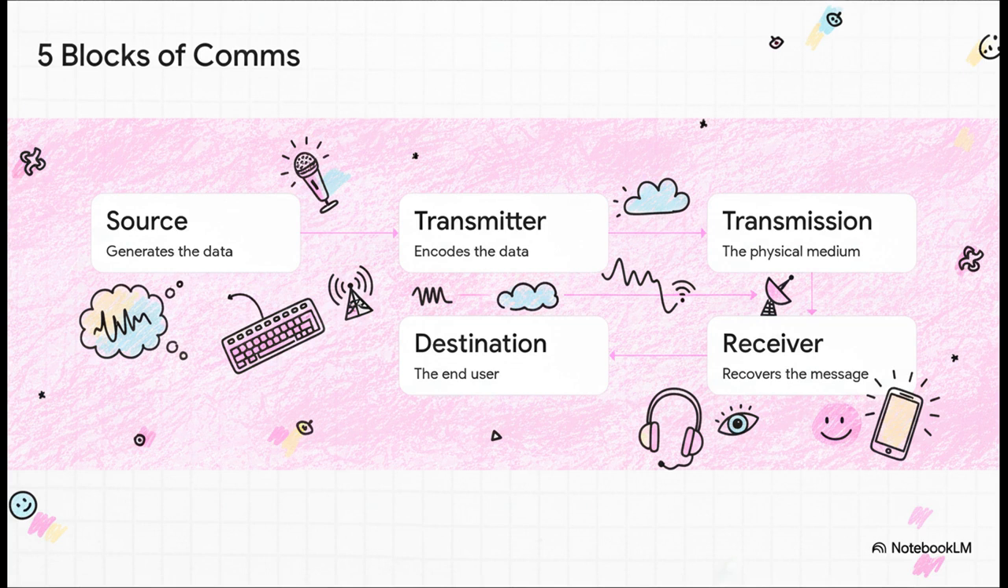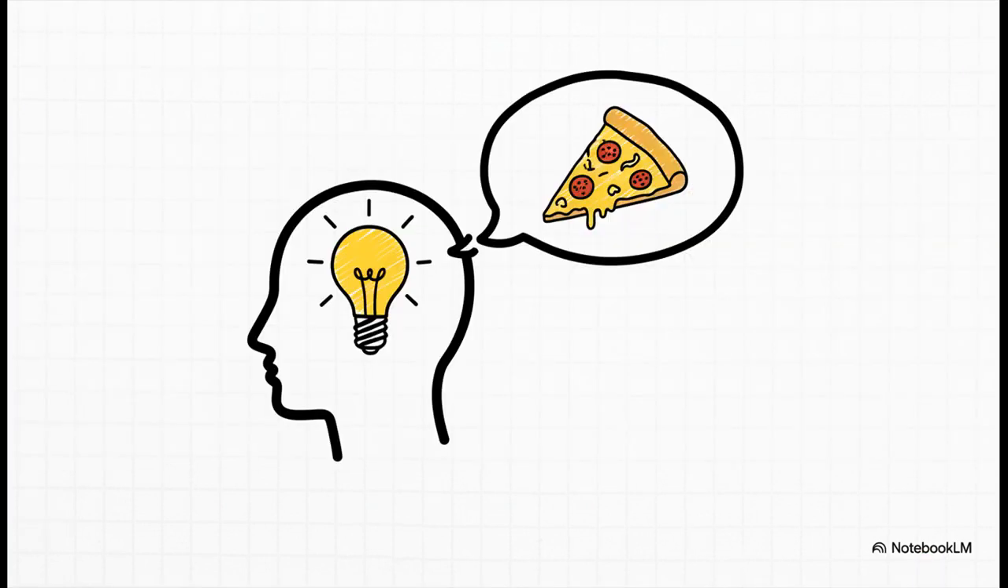Let's see how they work together with, let's say, a delicious example. First up, we have the source. This is where the whole idea begins. So let's imagine you decide you're hungry and you want to order a pizza. In this case, your hungry brain, you are the source. You're generating the message: I want a large pepperoni pizza.